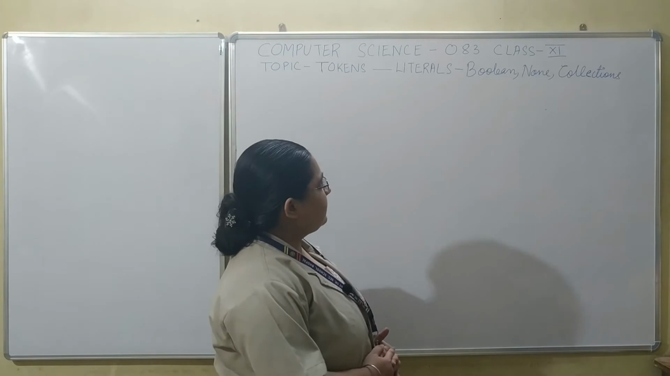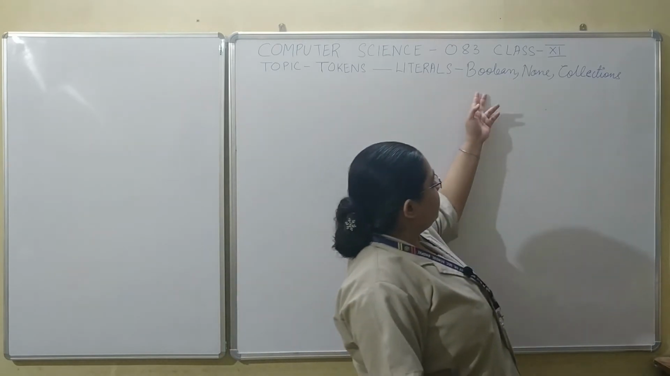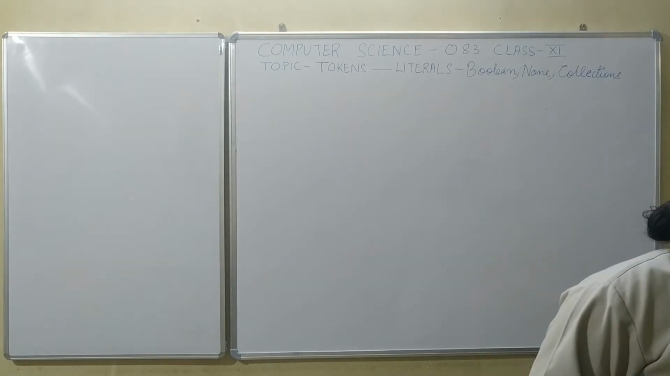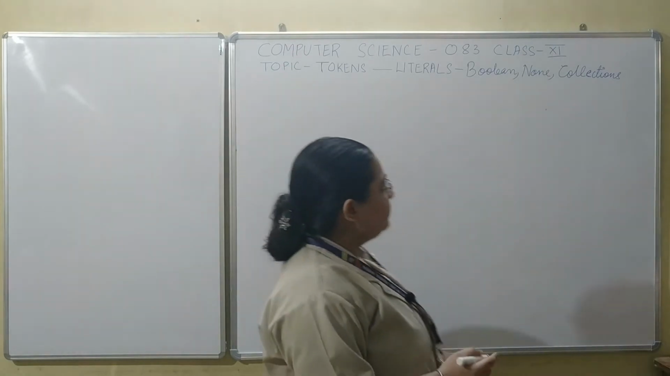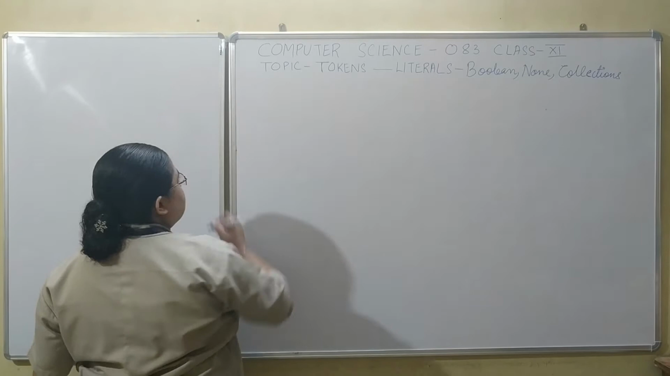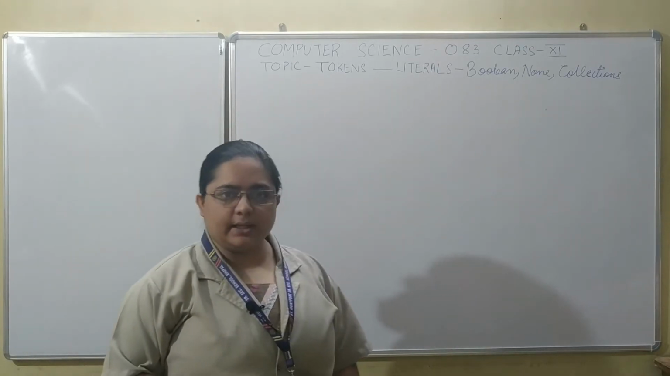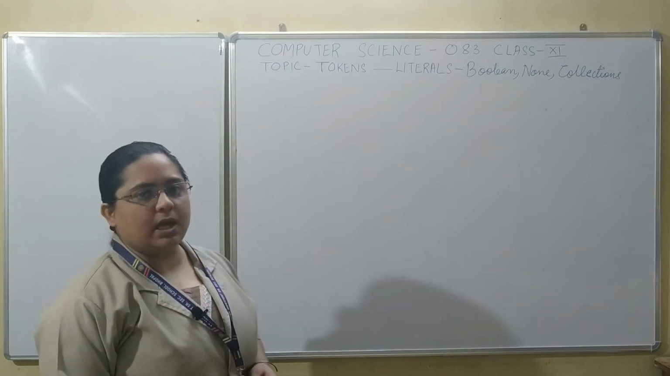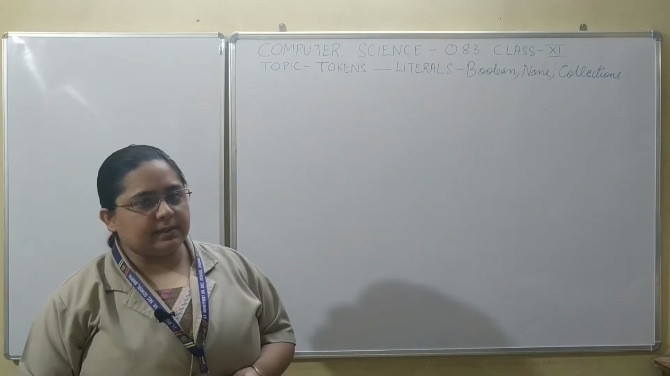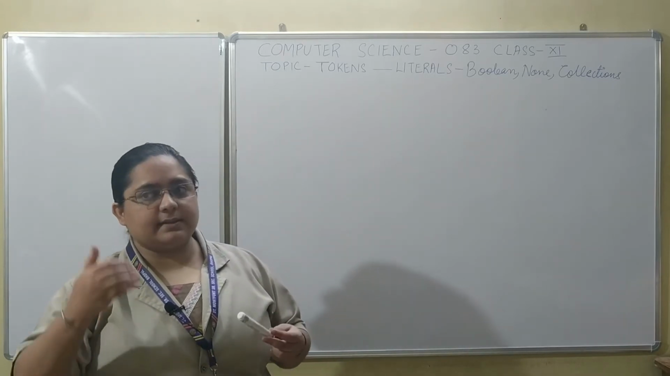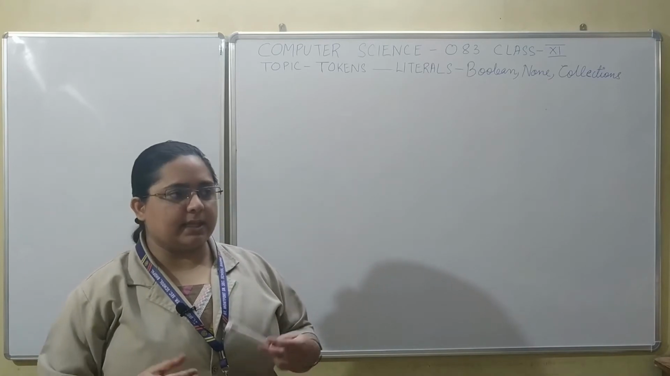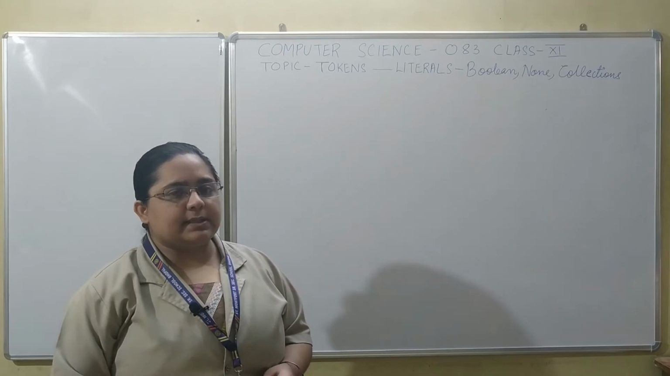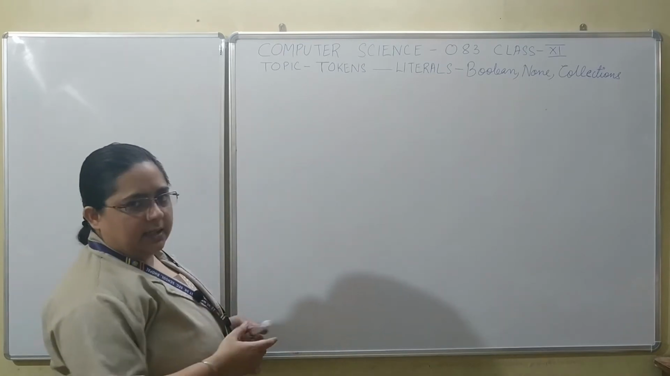In today's class we will be studying about Boolean literals, non-literals and collection literals. So let us see them one by one. In the previous class we had already covered string literals and numeric literals, where I gave you the detailed description about what are numeric literals, and we also saw various types of numeric literals like integer, float, complex, how each of these literals can be represented and other details.